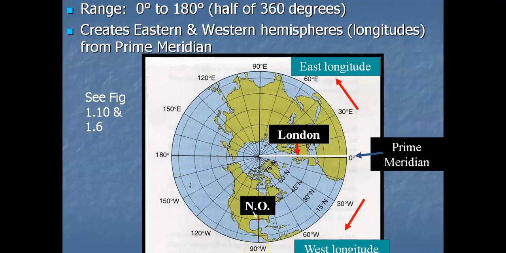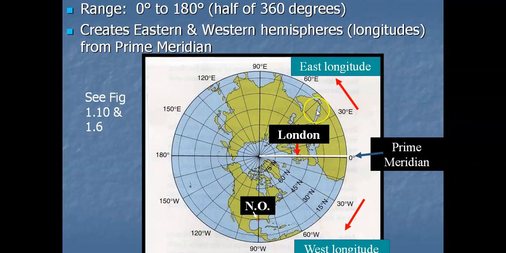You always start with latitude, so you would say the location of New Orleans is 30 degrees north latitude, comma, 90 degrees west longitude. And so that's the latitude and longitude of New Orleans. And it's just simple geometry.